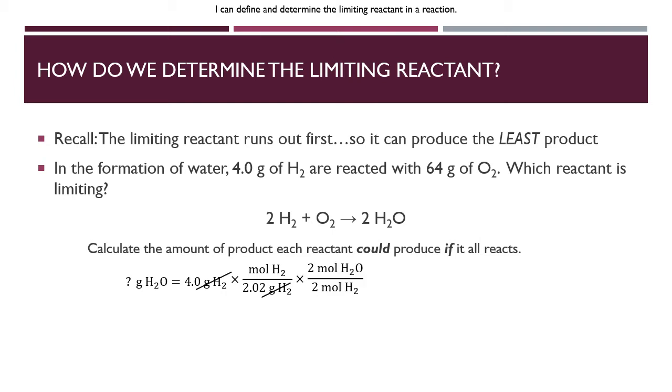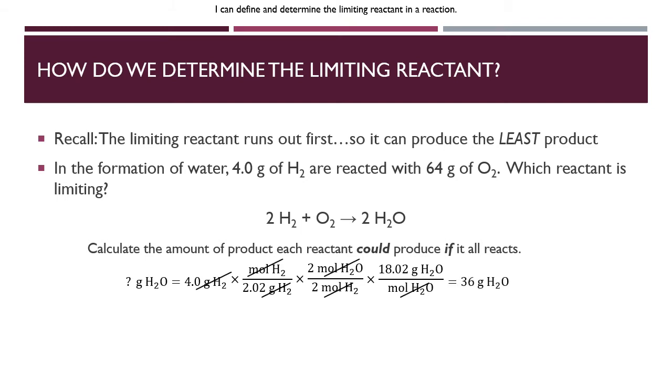Now I'll use my mole to mole ratio. Note 2 moles of hydrogen to every 2 moles of water, and moles of H2 cancel. Now I can go from moles of water to grams of water, where moles of water cancel using the molar mass of H2O, and that will give me 36 grams of water.